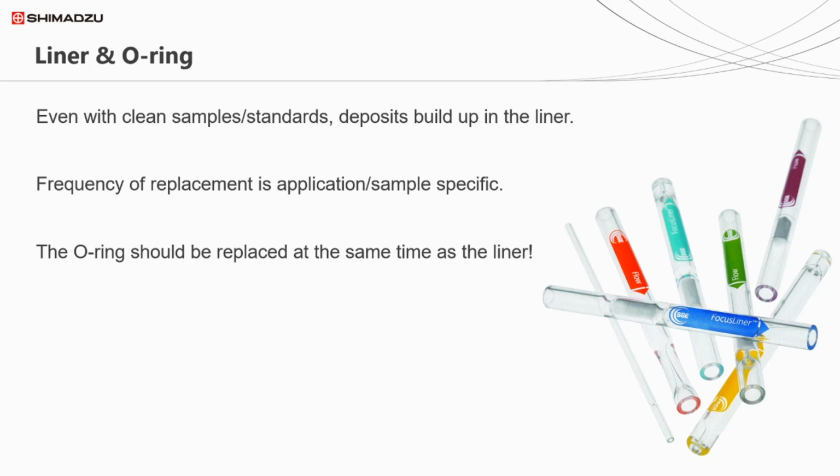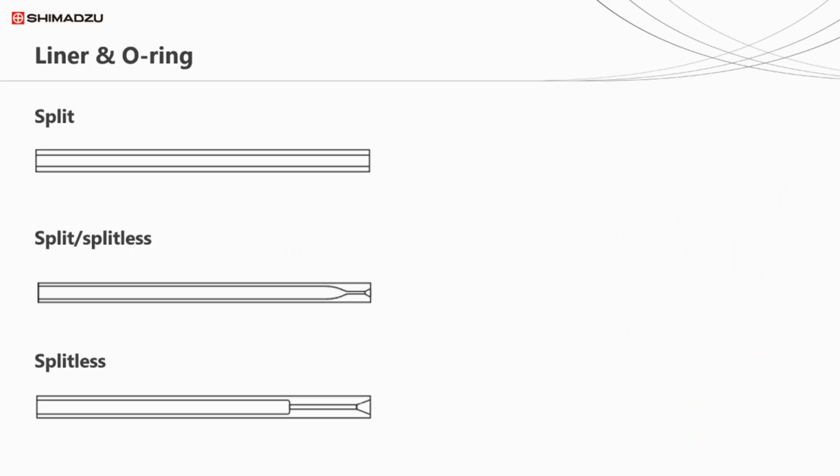The liner O-ring should also be replaced at the same time. This can become brittle over time, causing leaks. Like with the inlet septum, liners come in a wide range of sizes and shapes. They are also very specific to instrument vendor, model, and inlet type, so be sure to select the correct one for your instrument. They tend to be categorized by injection mode, either split or splitless.